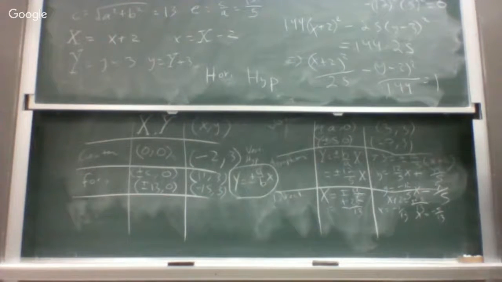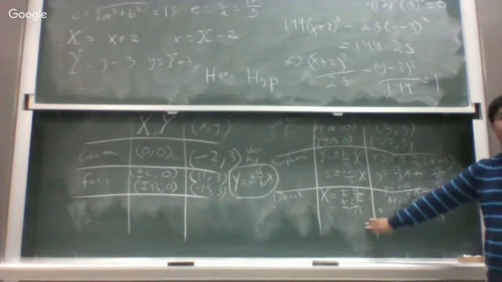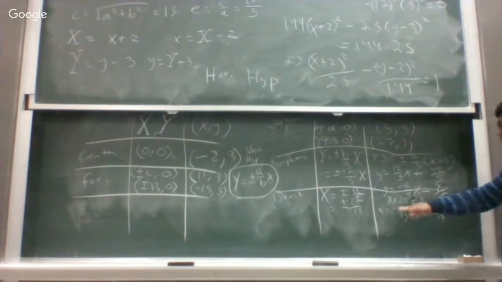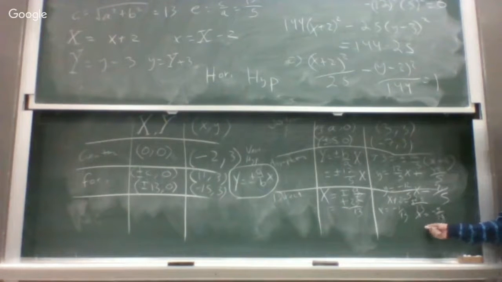Yeah. So big X is equal to plus or minus 25 over 13. So small x plus 2 is equal to plus or minus 25 over 13. So then when you solve that, x is equal to negative 1 over 13 and negative 5 over 13.